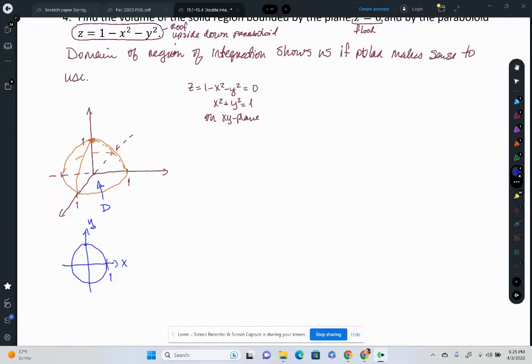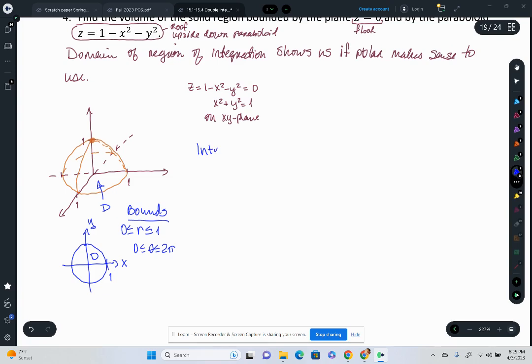And so that's going to be pretty simple for us to come up with the bounds. If this is big D, the domain of the region of integration, then that means we have a full circle, a unit circle. So r goes from 0 up to 1, while theta goes from 0 all the way to 2 pi. That gives us really nice bounds. All right, so these are our bounds.